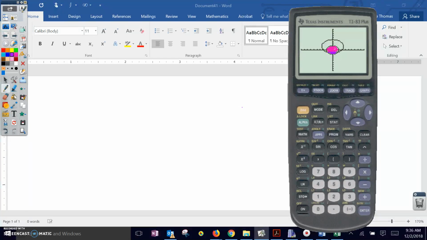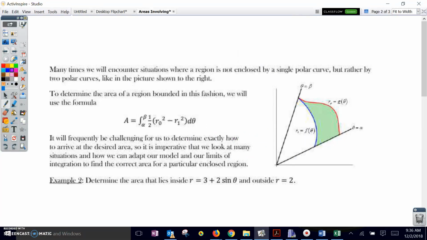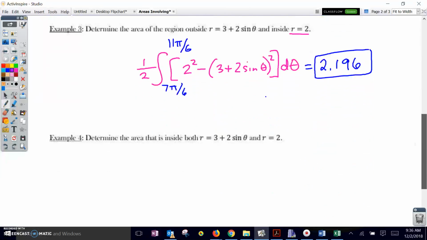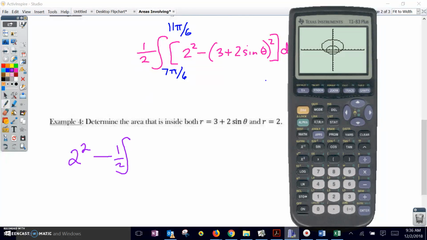Okay, so we'll go back to our scratch sheet here, and all I'm going to do is I'm going to take the small circle, which has an area of 4, and subtract away the area that we just found of the small region. Does that just not seem like it's going to give us the right value? Feels like that should be bigger.